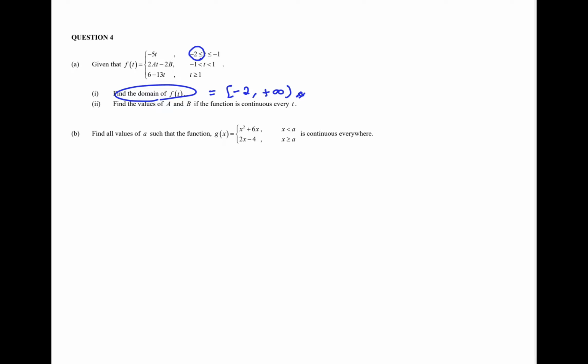Okay, and then question 2, find the values of a and b if the function is continuous for every t. For question A2, the values of a and b we can get by using limits. We know that the limit from the left should equal the limit from the right, and it involves two unknowns, so you must find at least two equations.